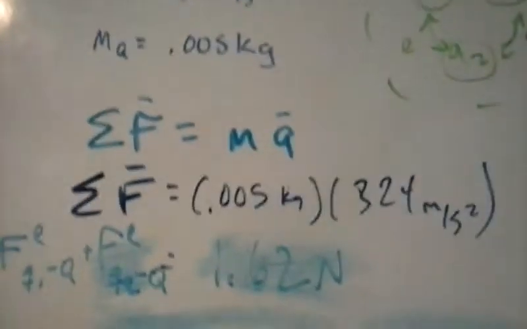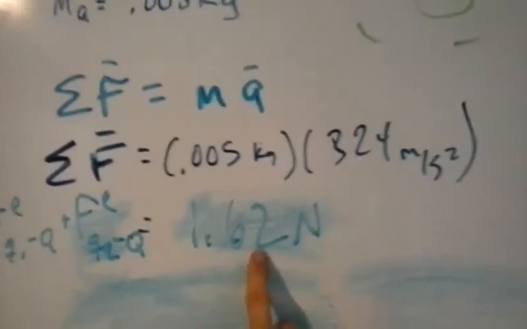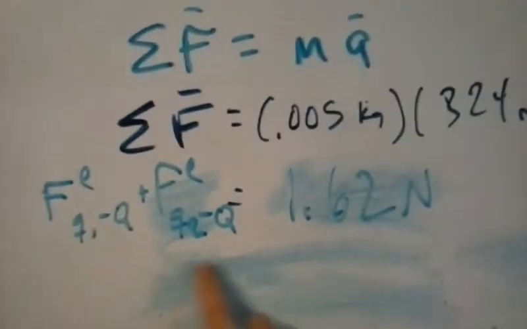Since we are given acceleration, we want to start with second law. We know the net force has to equal mass times acceleration. So I can solve for that net force by plugging in mass times acceleration. It gives me 1.62 newtons. And I know that the net force is the sum of the two forces on my force diagram, Fe Q2 on Q plus Fe Q1 on Q, which gives me this statement.